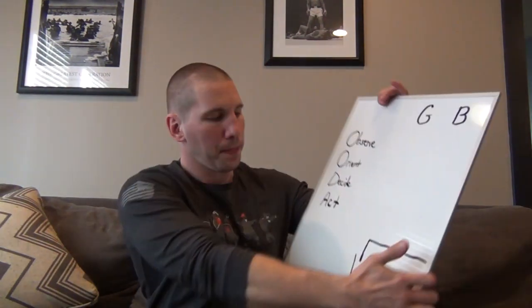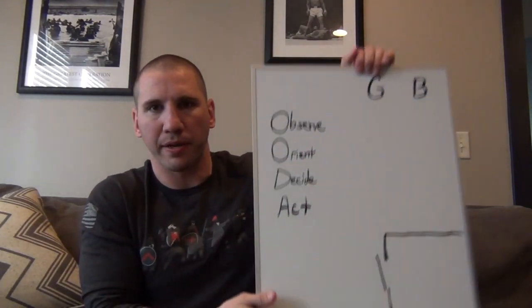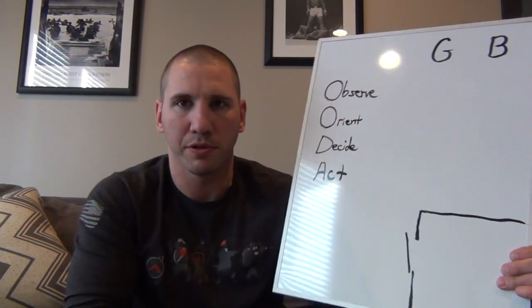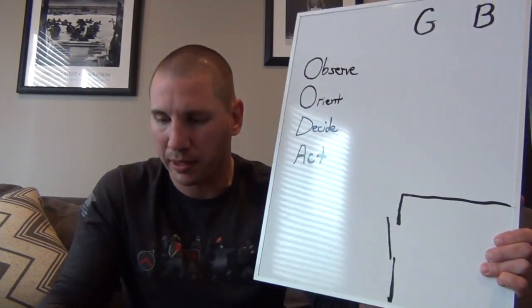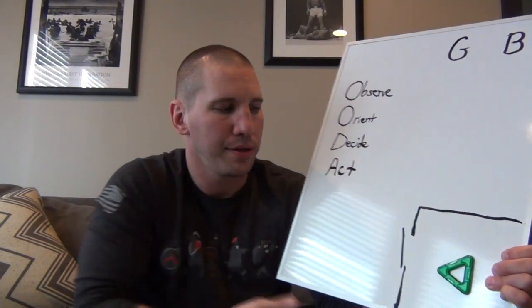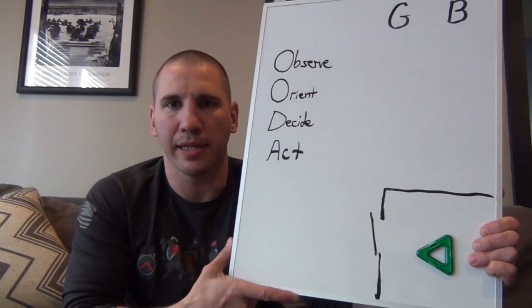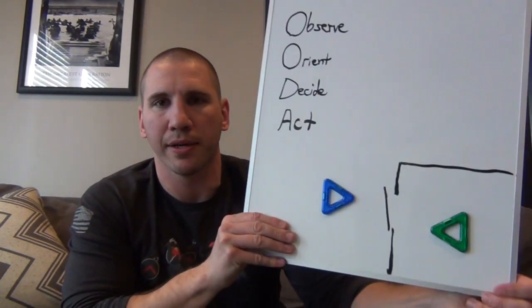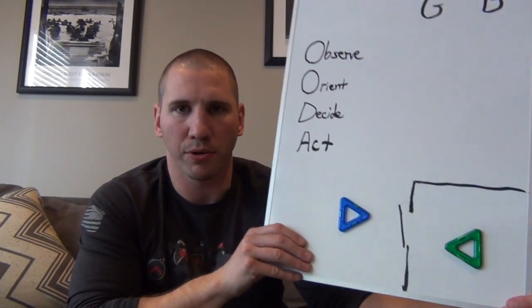So we're going to talk about different perspectives here. Here's my really poorly drawn closet. Here's my closet door. I got a green guy and a blue guy. Now my green guy is going to be my bad guy who's hiding inside that closet. And my blue is going to be my good guy who's just outside the closet door.